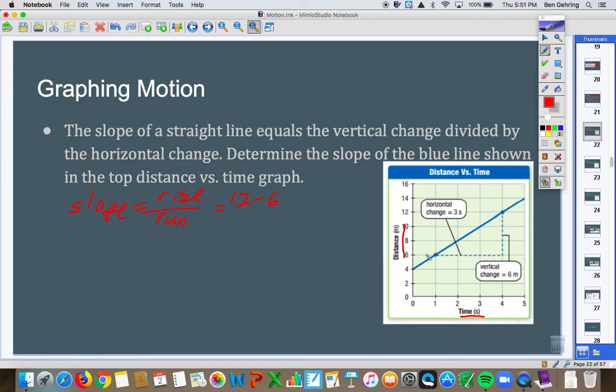And the run is horizontal, so it went from 1 to 4. So final minus initial is going to be 4 minus 1. So 12 minus 6 is 6. 4 minus 1 is 3. My slope is 2. Now if I put units on this, 12 minus 6, these are both in meters. So this is going to be 6 meters over 3 times measured in seconds. So I'm going to have 2 meters per second. That is my slope there.